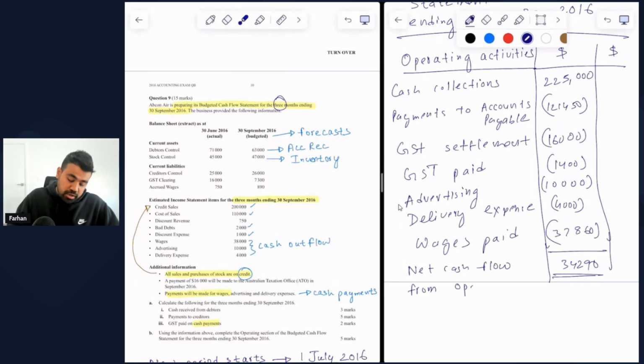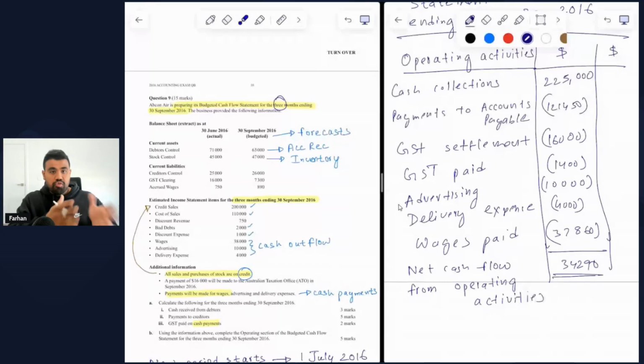You can write budgeted net cash flow from operating activities or estimated net cash flow from operating activities because the next 3 months, starting 1 July 2016 and ending 30 September 2016, are forecasts. So I don't think it really matters, but if you want, you can just write it here.